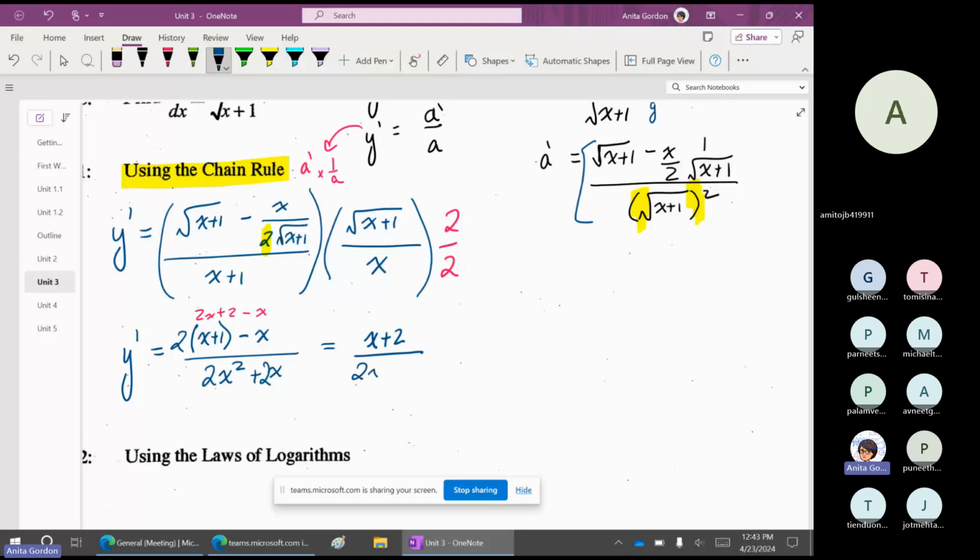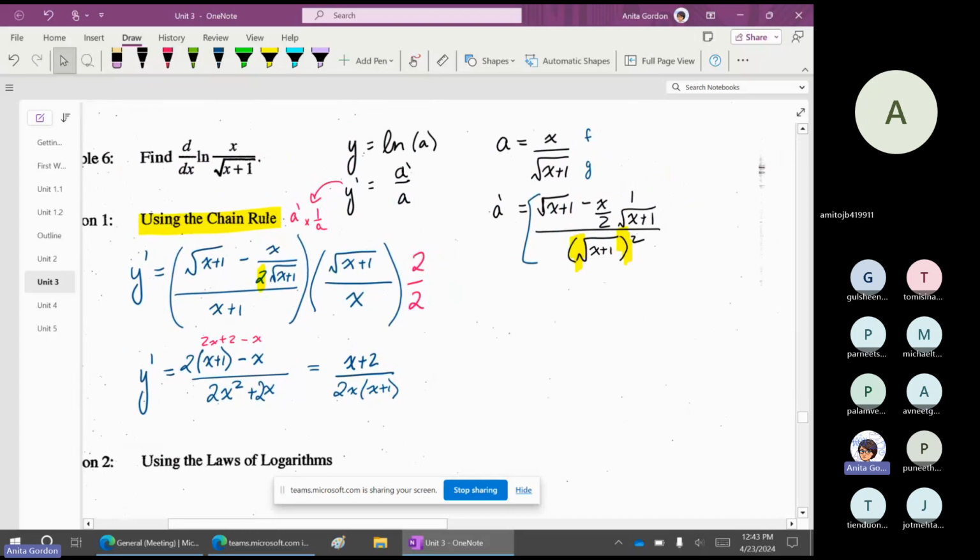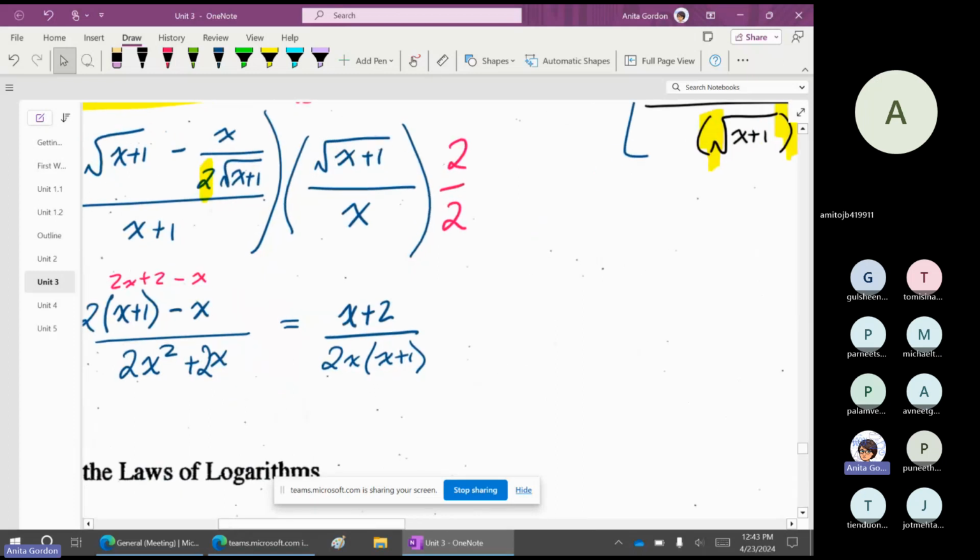Well, we just could factor that. 2x, x plus 1. See, it's cute. It was ugly, but it's cute. That's such a cute little fraction. Come on, of all the things we've seen, this is pretty good.